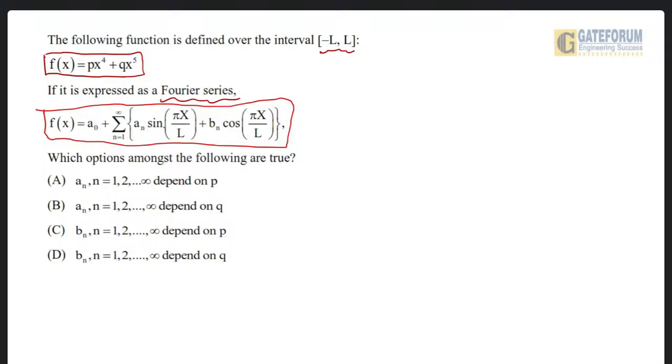Now, the solution is. See, generally, whenever the interval is minus L to L, immediately you have to check whether the function is even or odd. This function is neither odd nor even. Okay. Let us see. A n depends on p, a n depends on q, b n. So we have to calculate a n as well as b n.